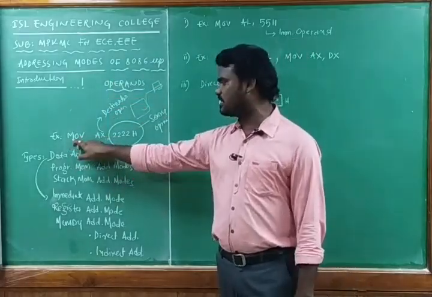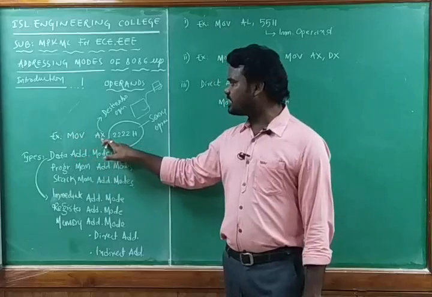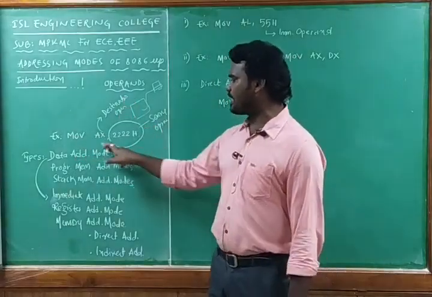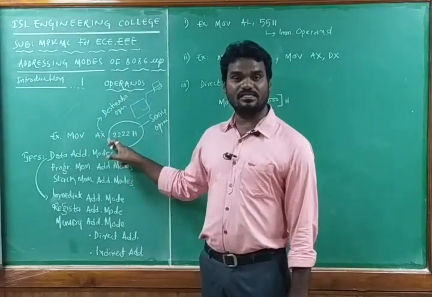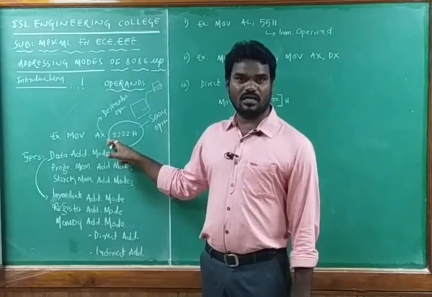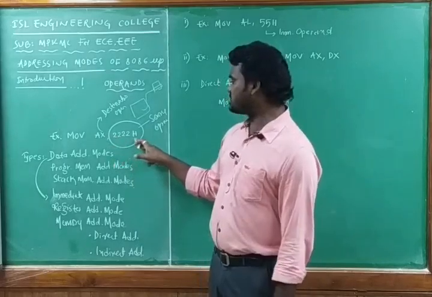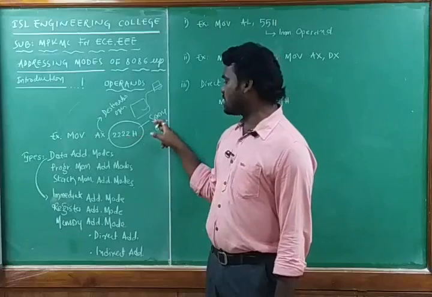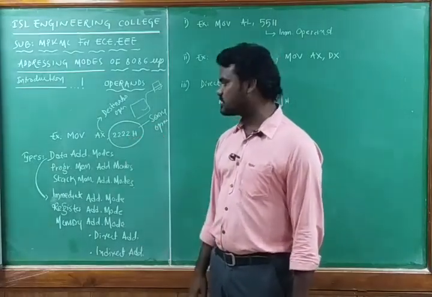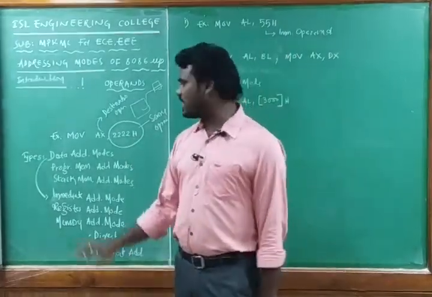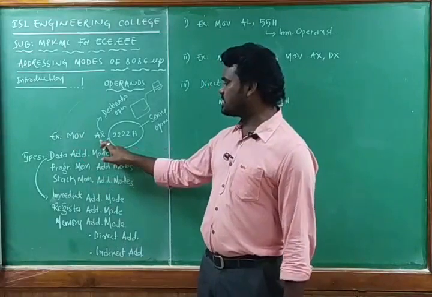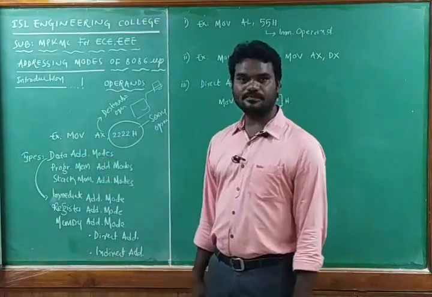This is called the instruction. AX is the destination operand and this is the source operand. AX, the accumulator register, is a general purpose register which performs arithmetic and logical operations. And this source operand is having 16-bit, and H stands for hexadecimal number. So this is the structure of an instruction: an instruction, a destination operand, and a source operand.